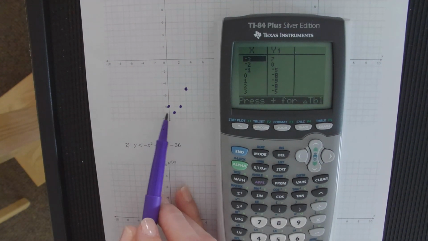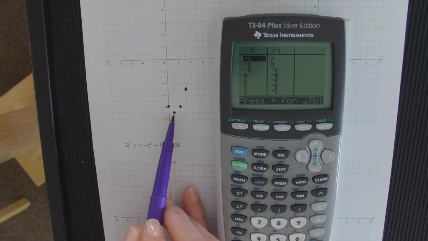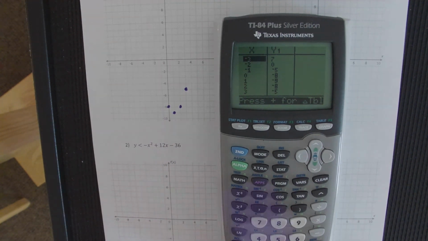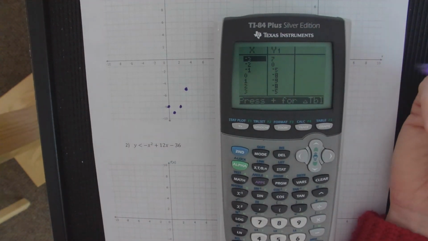Using our symmetry, going back to the vertex, I'm repeating myself, I know I am. I did 0. So what's the next number on the other side? Negative 1. Negative 1 should be negative 5. Is it? I hope so. Yes.